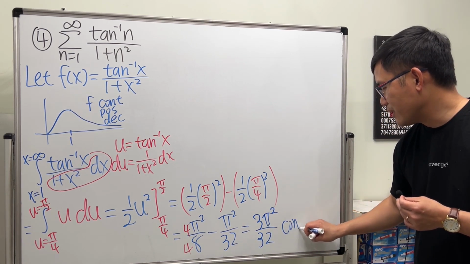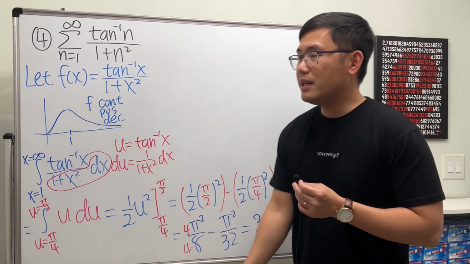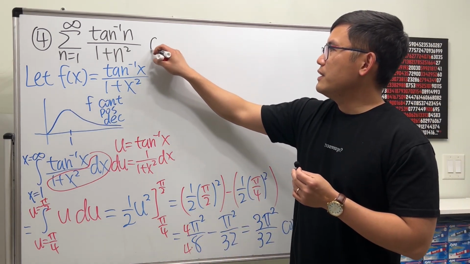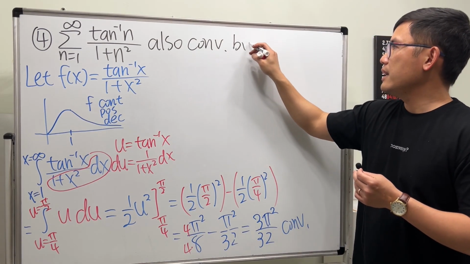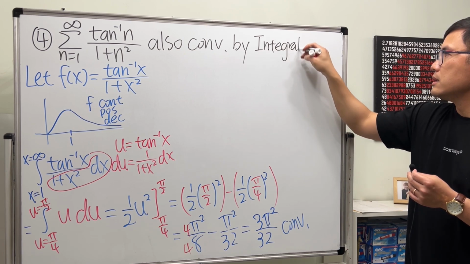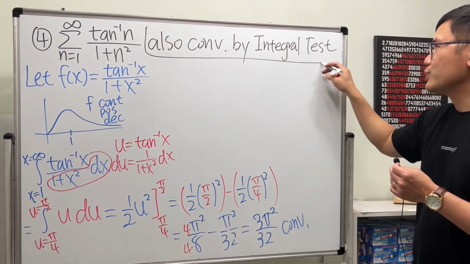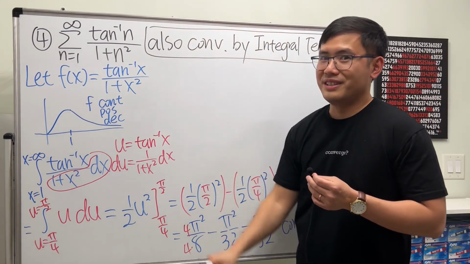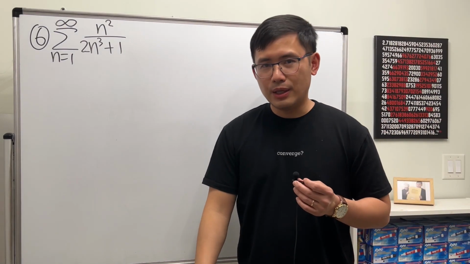Of course, this right here, it's finite, so this right here converges. That means our infinite series also converges by the integral test. So yeah, we're just doing a lot of improper integrals actually, right? Now, number 6, you know how it is.